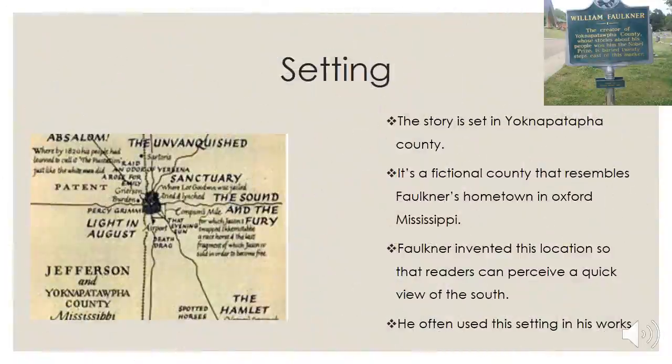The setting of this short story is located in Yoknapatawpha County. The author Faulkner created this county using a resemblance of his real hometown, which is Oxford, Mississippi. Usually, in most of his short stories, he uses this hometown as a setting.